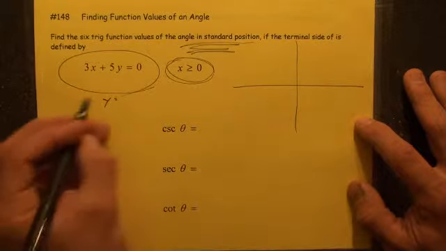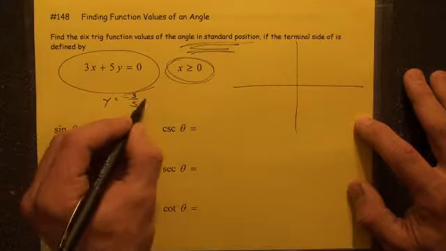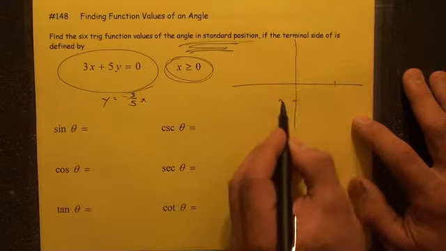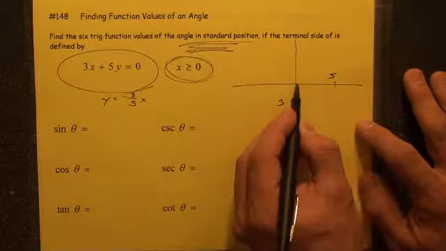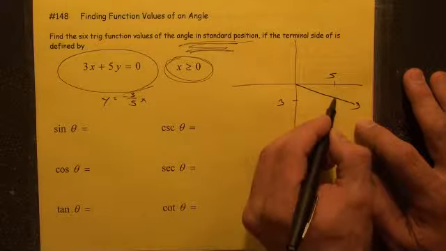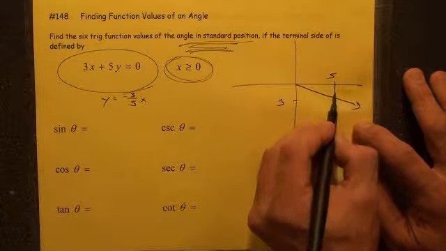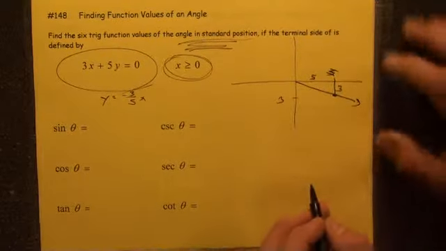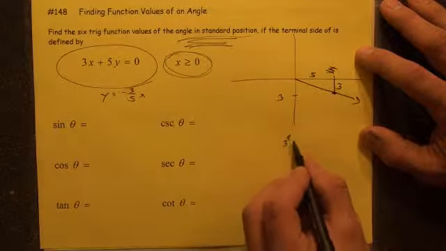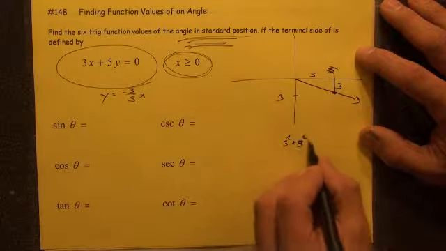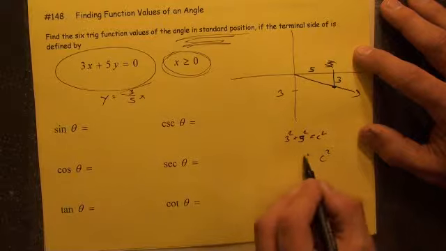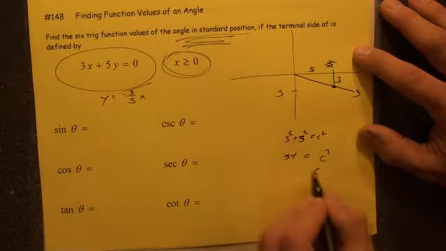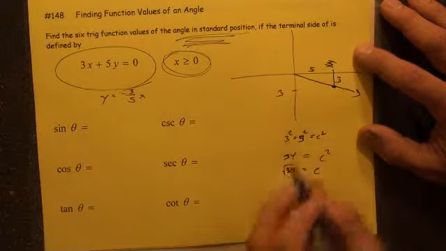We all know this is y equals negative 3/5 x, so when we graph this, we're going down 3 over 5 for the slope of the line. That gives us 3 here, 5 here. Then our hypotenuse will be done with the Pythagorean theorem. 3 squared plus 5 squared equals c squared. C squared equals 9 plus 25, which is 34. So c equals root 34.